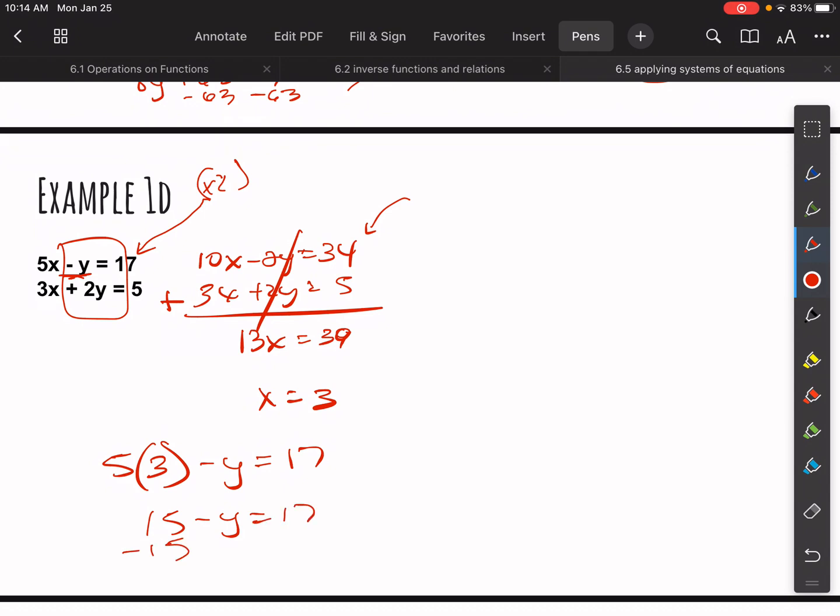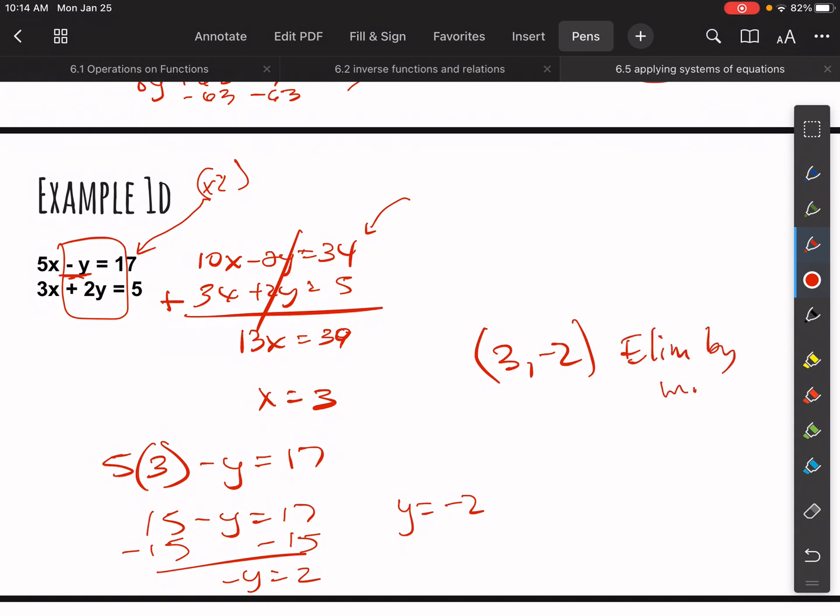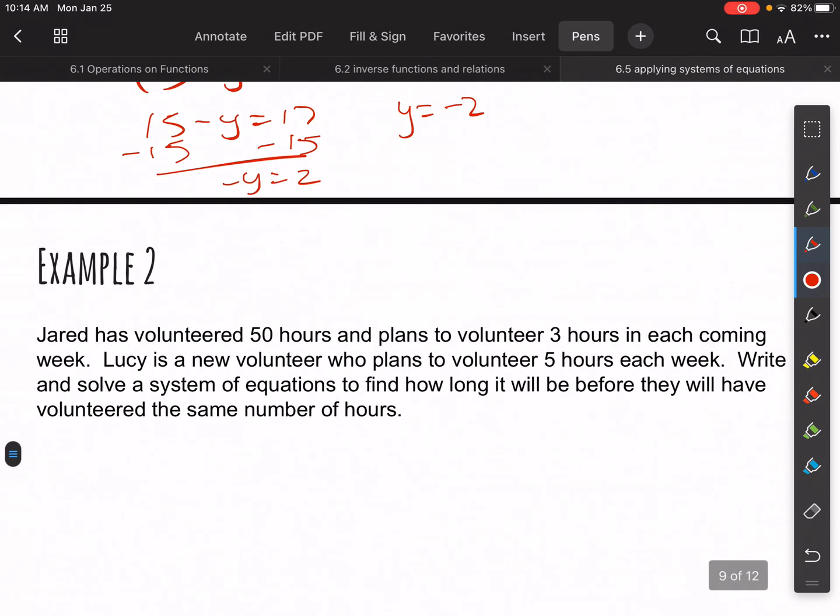Subtract 15 from both sides. I get negative y is equal to 2. Divide both sides by negative 1, I get y is equal to negative 2. Okay, so final answer on this guy would be 3 comma negative 2. And I didn't substitute, although you could have. I actually chose elimination by multiplication. You could have easily done that with substitution as well.